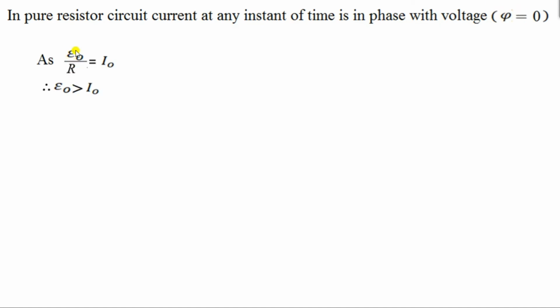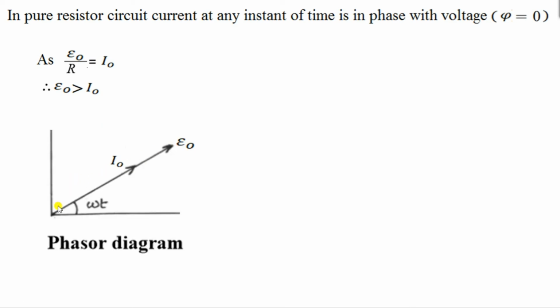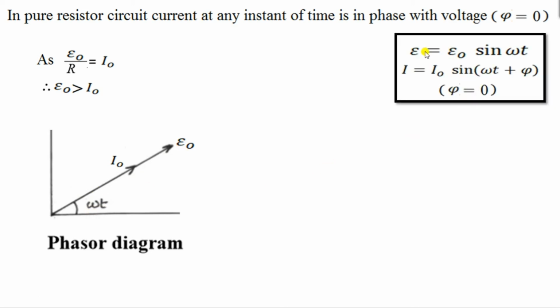Here you can see E0/R is I0. That means if you divide E0 by R, only then will the value become equal to I0. That means E0 is greater than I0. Now in the phasor diagram, E0 will be longer and I0 will be shorter, because the magnitude of current is less than the magnitude of voltage, and there is no phase angle. That means the angle subtended by E0 and I0 is ωt. If you consider the equations we took before, E = E0 sin ωt and I = I0 sin(ωt + φ), in a resistor circuit φ will be 0 and the angle between I0 and E0 will be 0.